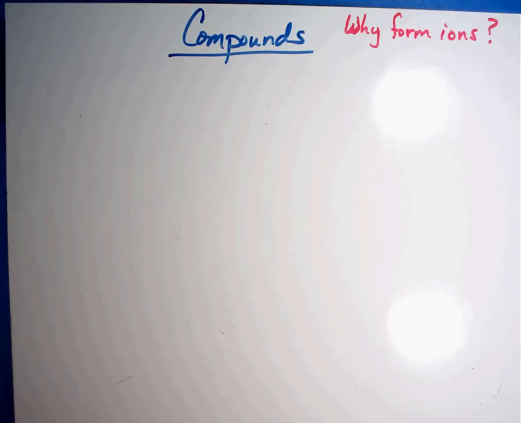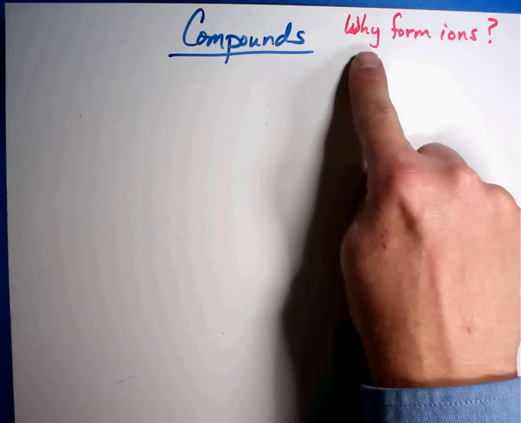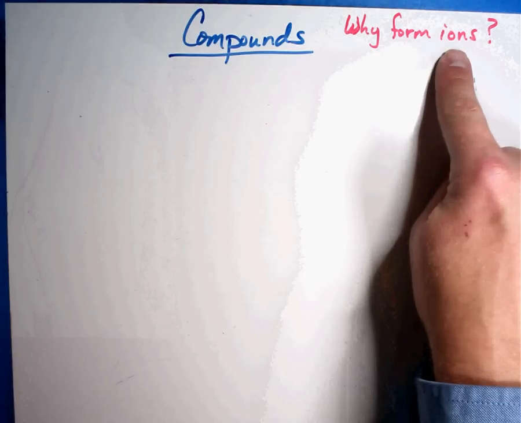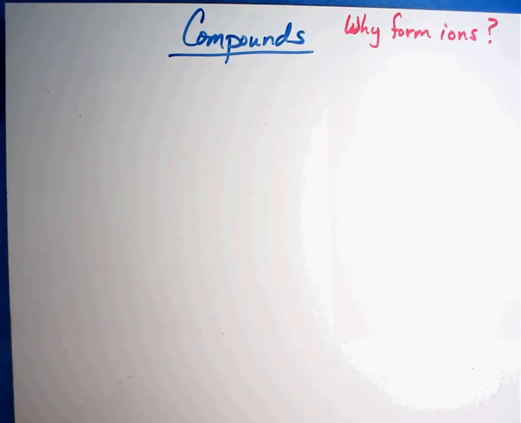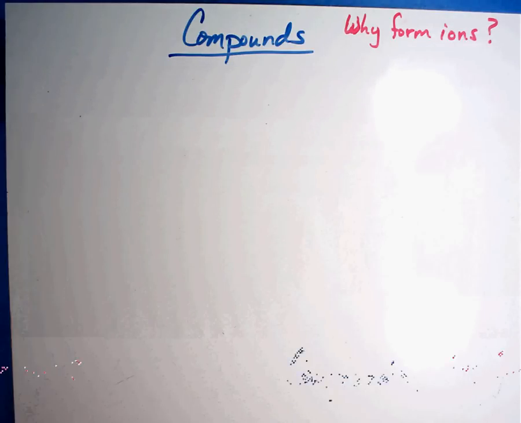All right, in this section, we're going to be talking about compounds. More specifically, we're going to start with the question that I have at the top. It says, why form ions? In the last couple of sessions, we were taking atoms off the periodic table and forming them into ions by moving electrons around. Well, why do they do that? Why do they want to fulfill the octet rule? The answer is because they want to form compounds.